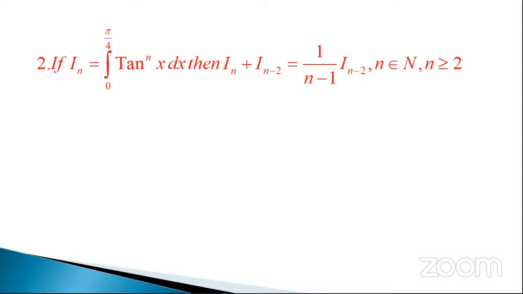First of all, if I n equals the integral over 0 to pi by 4 of tan to the power of nx dx, then I n plus I n minus 2 equals 1 by n minus 1. Sorry, only I n minus 2.